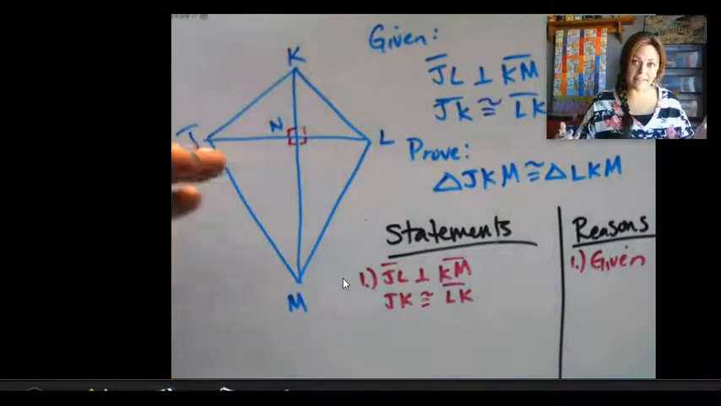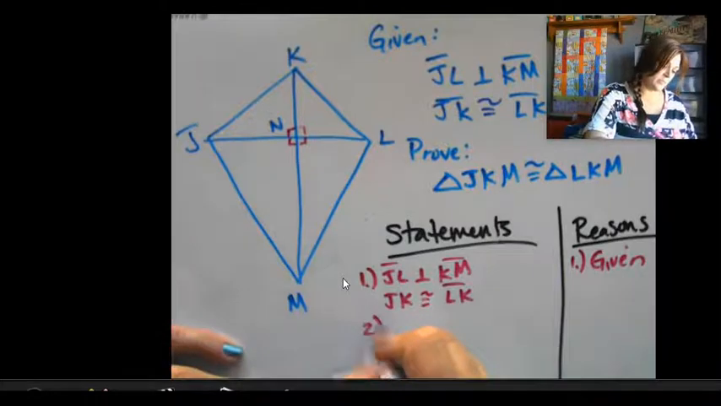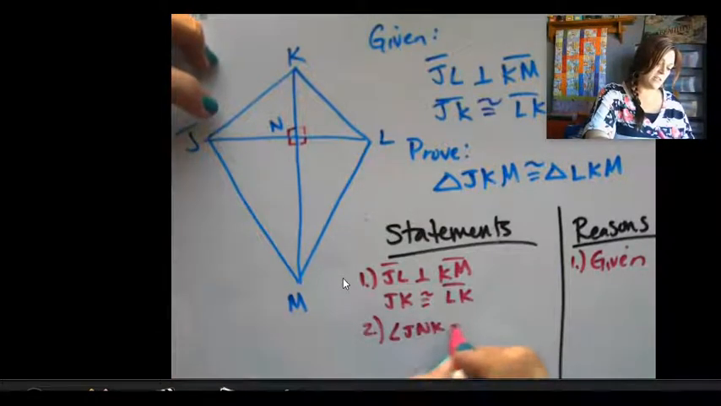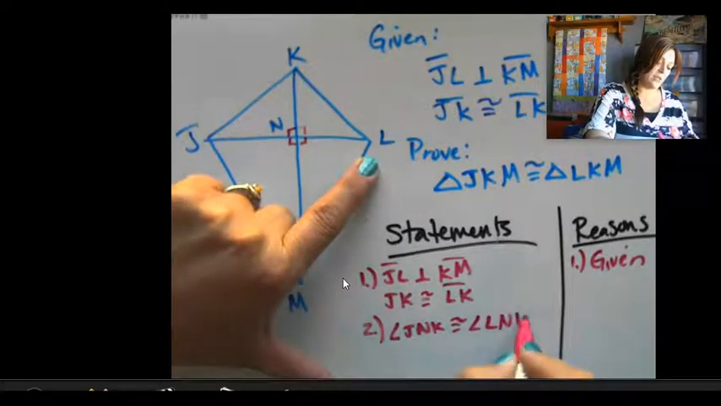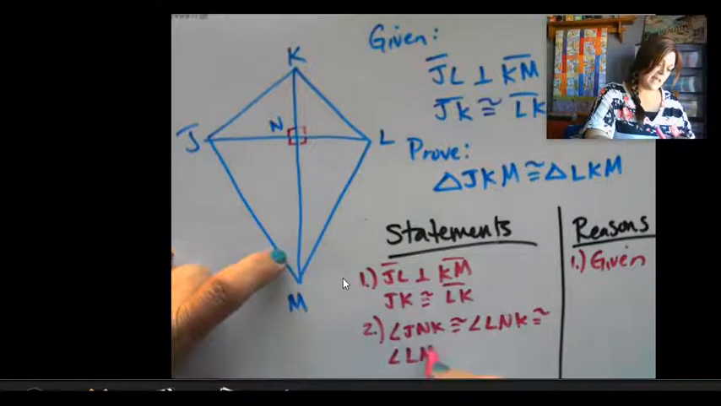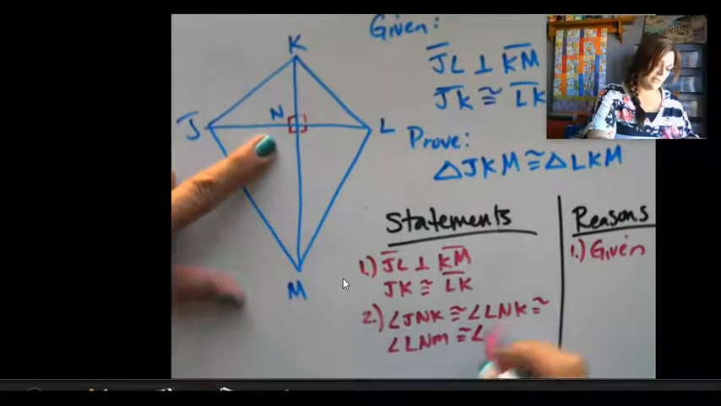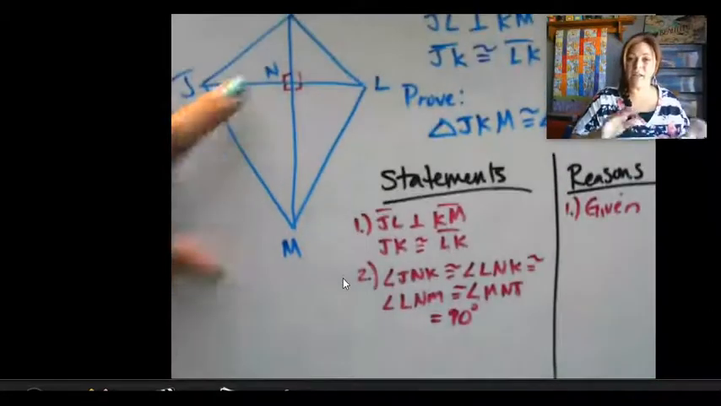How do I know that? Because of perpendicular. So I'm going to say step 2: angle JNK is congruent to angle LNK, which is congruent to angle LNM, which is also congruent to, you're getting the idea, angle MNJ, and all of those equal 90 degrees. Now you can write it in a couple different ways.